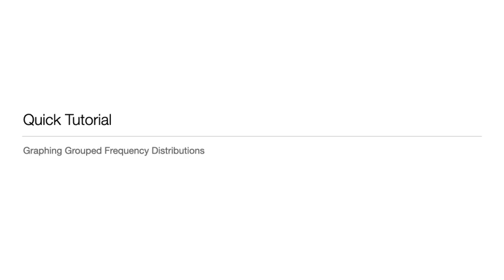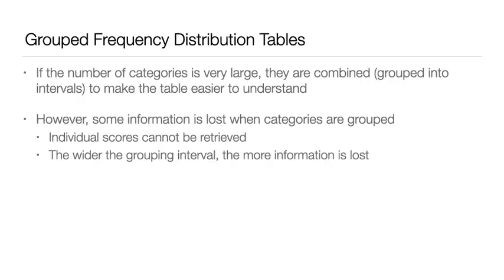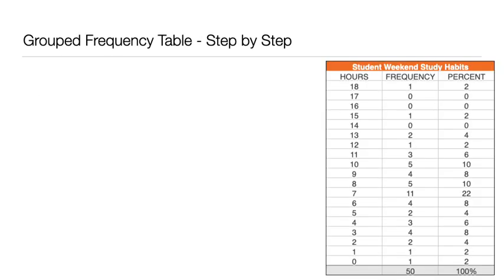We are talking about graphing grouped frequency distributions. So remember, in a grouped frequency distribution, the reason that we might have one is because we have categories that are very large, and it's kind of hard to understand. It's not a good summary. So we further summarize these into grouped intervals, and we can lose some information when we do that, just like with any other summary. But the more we summarize, the wider that grouping interval, the more information is lost.